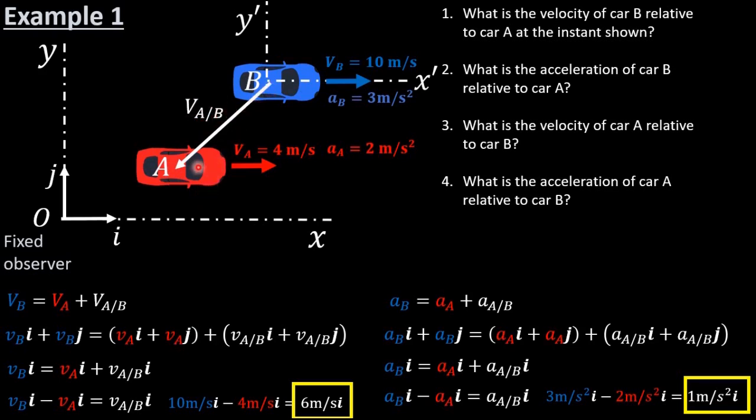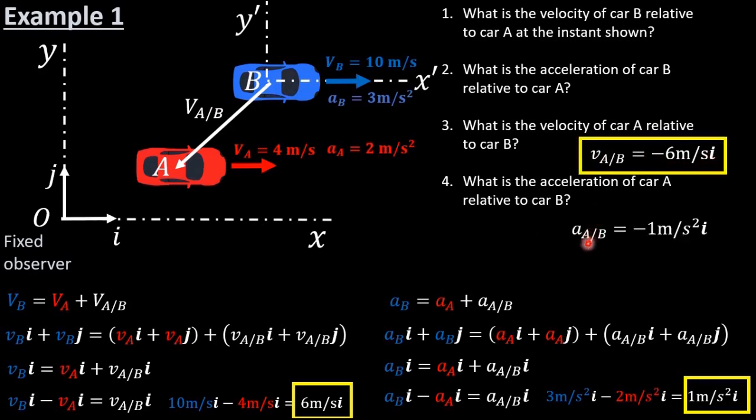As we mentioned before, if we move the coordinate axis from one particle to another, the relative velocity just becomes negative. So the velocity of car A relative to car B is going to be minus 6 meters per second in the i direction, and the acceleration is going to be minus 1 meter per second squared in the i direction. Okay, so that completes example 1.